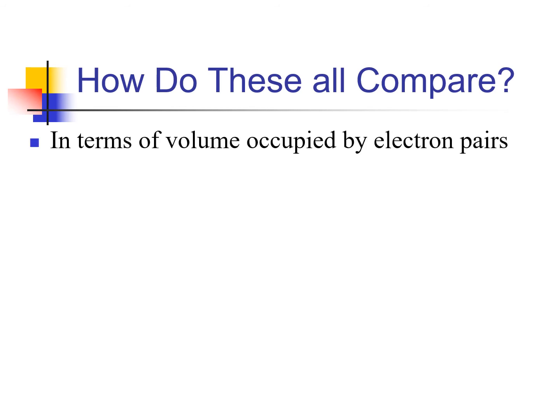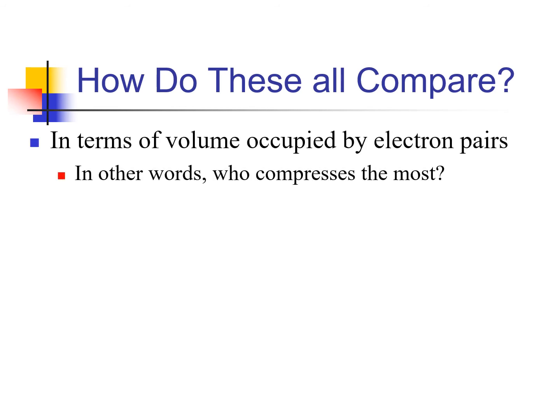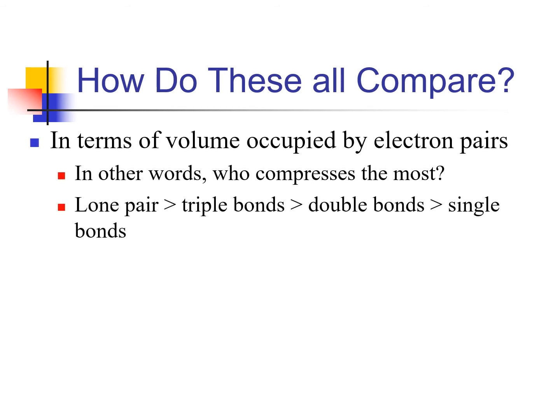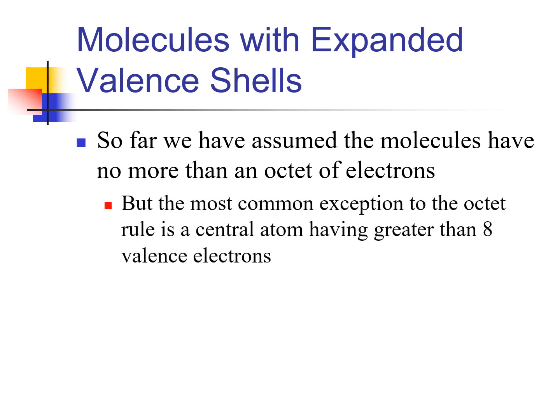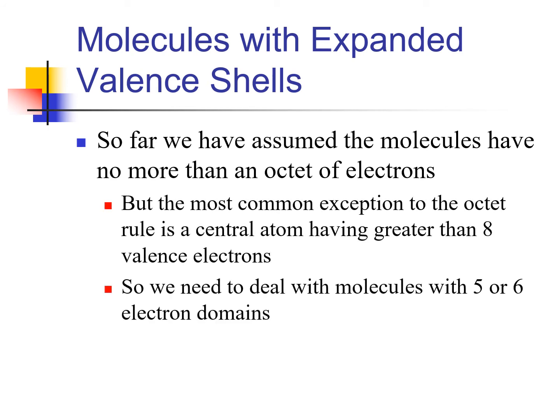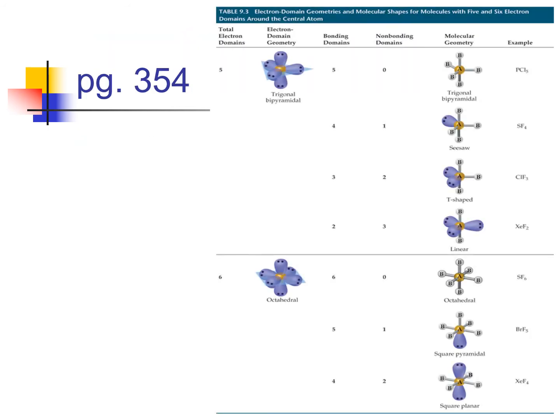Now, how do these all compare in terms of volume? Who compresses the most? Lone pairs compress the most, then triple bonds, then double bonds, then single bonds. If a molecule has an expanded octet, meaning it's violating the octet rule and has more than 4 electron domains, we can work with that too. You have to memorize these as well.